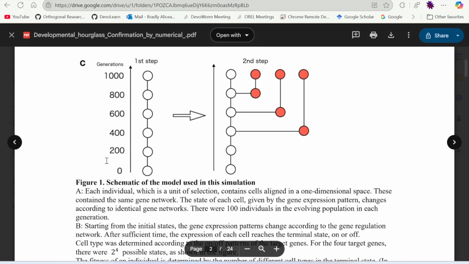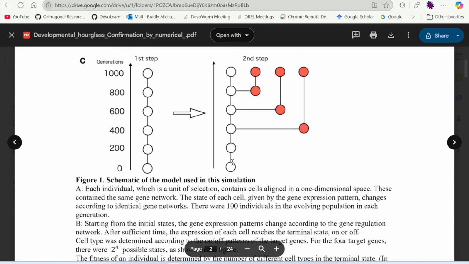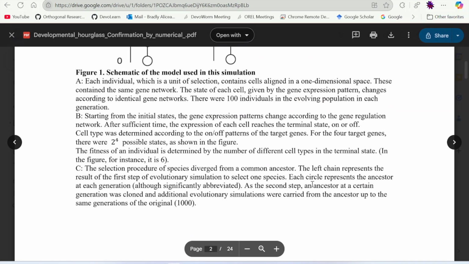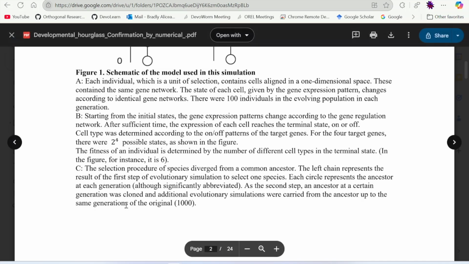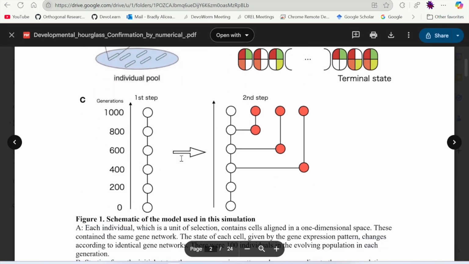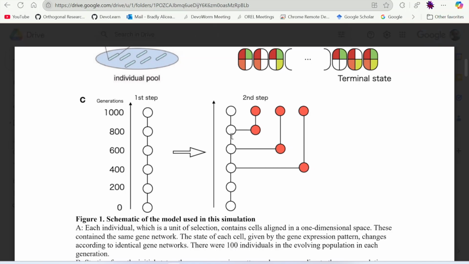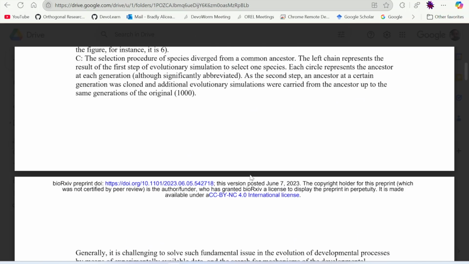So we have this first step where we have evaluation at every 200 generations. And then the second step is where an ancestor at a certain generation was cloned, and additional evolutionary simulations were carried from the ancestor up to the same generations of the original. So they took every 200 generations, actually, it starts at 400 generations here, they took a clone and evolved it alongside the original. So they were doing this sort of clonal evolutionary simulation.